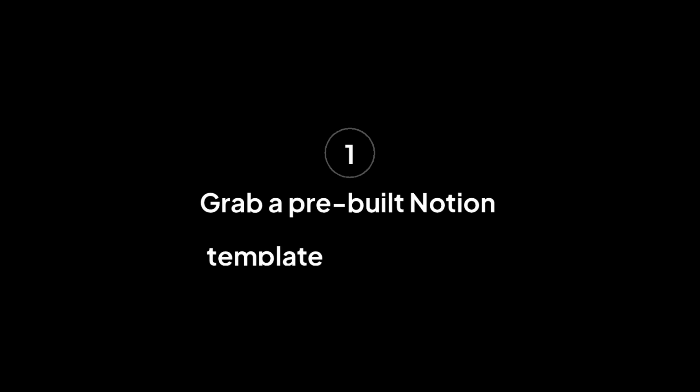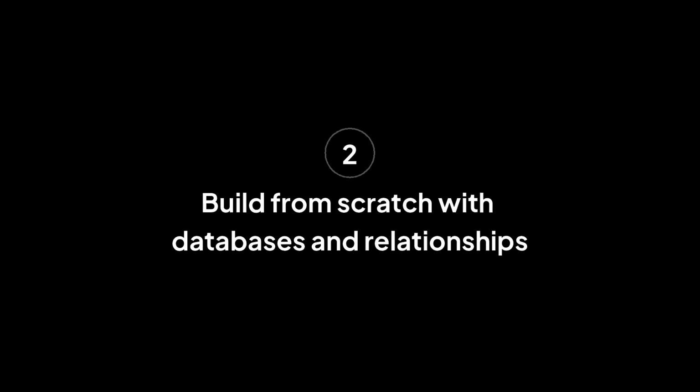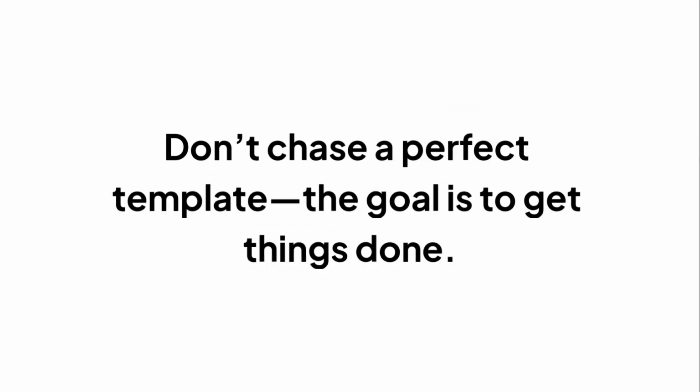To get started, you can grab a pre-built template from the Notion template gallery or from Zapier's blog and customize it. Or build from scratch with databases for projects, tasks, areas, and resources, and set up relationships between them. Begin by creating your inbox, and remember, prioritize a system that fits how you think. Don't chase a perfect template, the goal is to get things done.